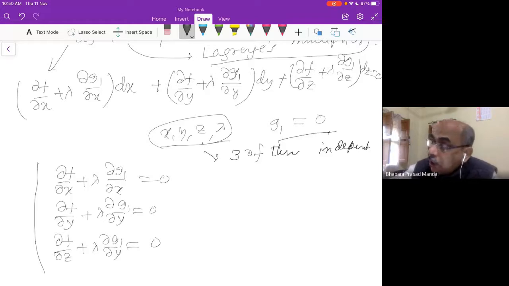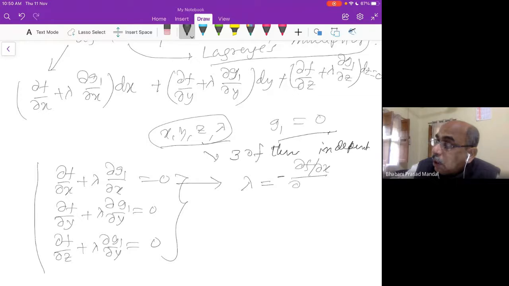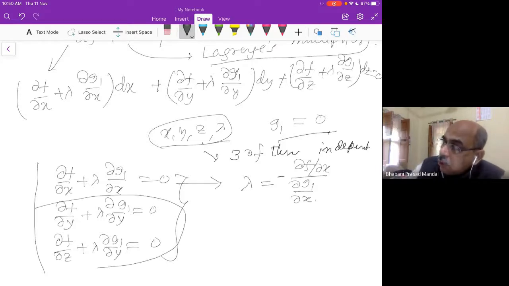So there are three conditions. Any one equation you use to eliminate lambda. So lambda will be minus del f del x over del g1 del x. And then you substitute lambda in these two conditions. That will give you the condition for extremization.